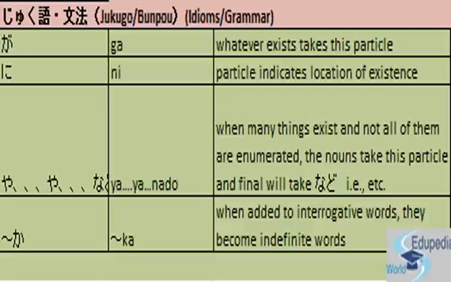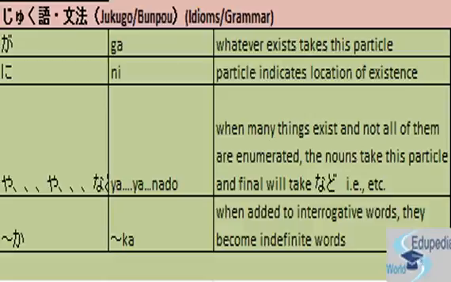So the difference between wa and ga is that wa is the topic marker, whereas ga is the subject marker. Ga is used when you're trying to introduce a sentence newly to the listener, when you're giving information for the first time to the listener. In those cases, you will use the particle ga. When the listener is already aware of the information, in that case you will use the particle wa. So wa is the topic marker, ga is the subject marker.